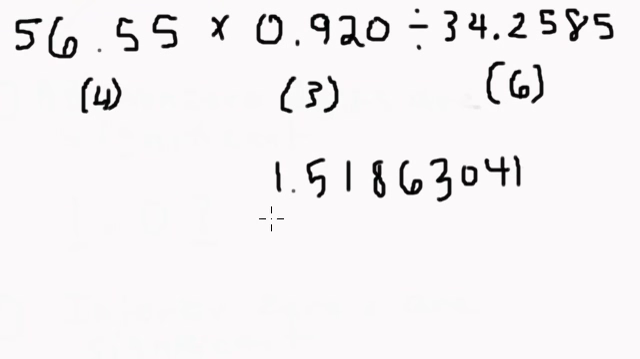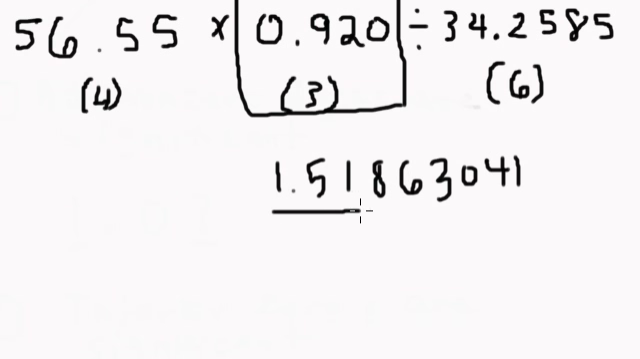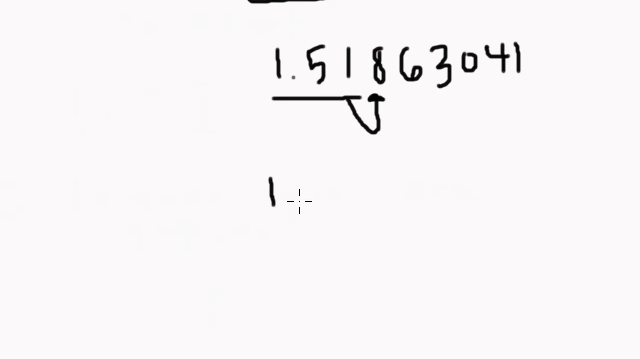But remember that we need to pick the one with the least amount of significant figures. The one with the least is 0.920, because it only has 3 significant figures, which means that our answer can only have 3 significant figures. Make sure you round to the number that's right next to the last number. Because this is an 8, the 1 is going to become a 2. So the answer to this problem is 1.52.